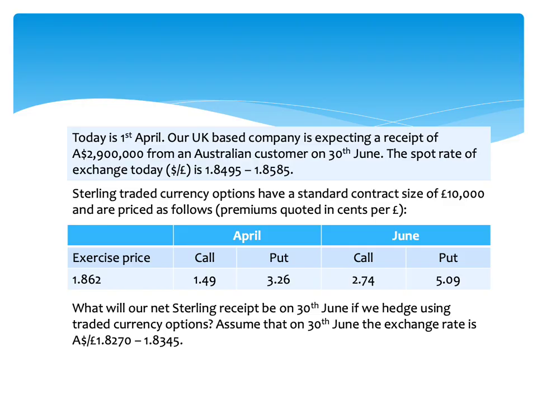What you're asked is, what will our net sterling receipt be on the 30th of June if we hedge using traded currency options? Assume that on the 30th of June the exchange rate is 1.8270 to 1.8345 Australian dollars to the pound. So in this case you'll notice that for this scenario exchange rates have actually in practice on the 30th of June moved in our favour because they've dropped. So essentially when we receive 2.9 million Australian dollars on the 30th of June it'll be divided by a smaller figure, so that's going to be quite good for us. So in this scenario rates have very much moved in our favour.